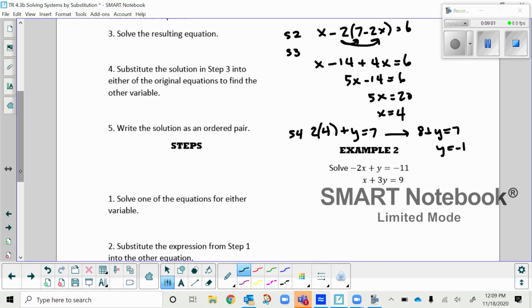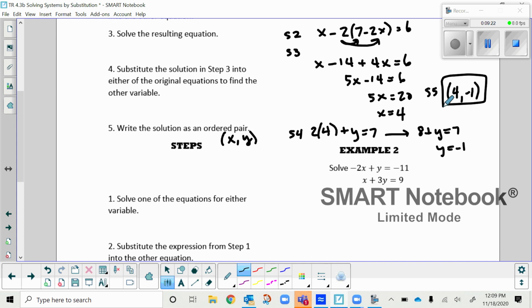Okay, all right. So the very last step, step 5, is to write it as an ordered pair. That means you're going to use parentheses and do your x comma y. So our x was 4 and our y was -1. Okay.